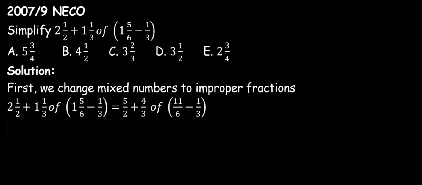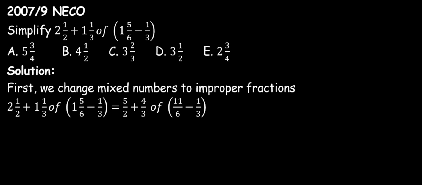The first mixed number, 2 whole number 1 over 2, transforms to 5 over 2 simply by 2 times 2 plus 1 over 2. 2 times 2 plus 1 is 5 over 2. Plus the second mixed number, 1 whole number 1 over 3, transforming to 4 over 3 is simply multiplication of 3 times 1 plus 1, which gives you 4 over 3. And in the bracket, the mixed number 1 whole number 5 over 6 transformed to 11 over 6 is simply 6 times 1 plus 5, which gives you 11 over 6.